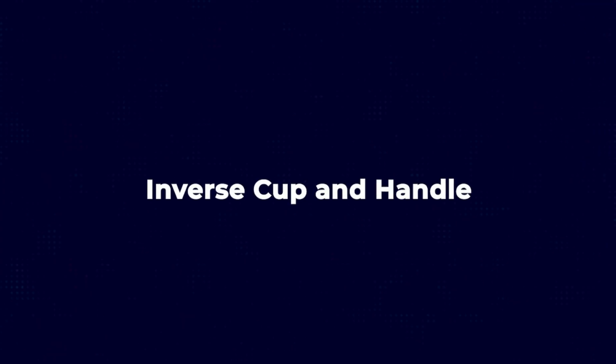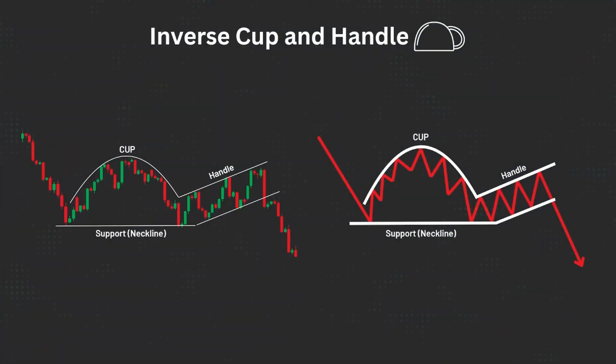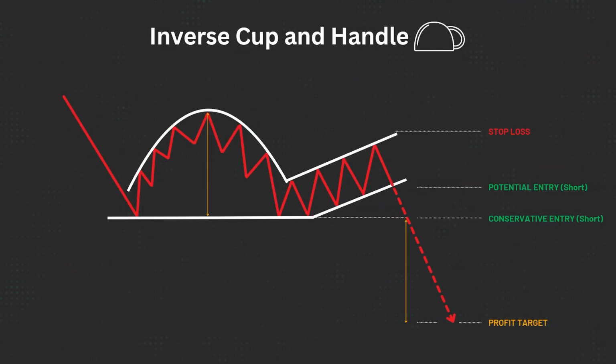The inverse cup and handle is the bearish counterpart to the cup and handle. It's a bearish continuation pattern that signals the price is likely to continue moving downward. It forms with the rounded top, followed by a small upward consolidation. The pattern is confirmed when the price breaks below the lower trend line or the support line of the handle. Similar to the cup and handle pattern, there are two potential entry zones for this pattern as well.